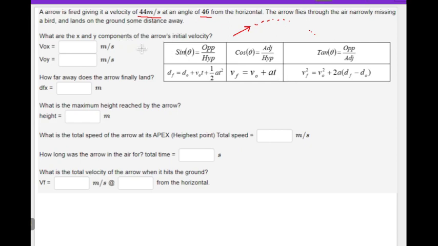It wants us to figure out what the x and y components of the arrow's initial velocity are. How far does that arrow finally land? What's the maximum height? The total speed at the apex? How long was it in the air? And then the total final speed.